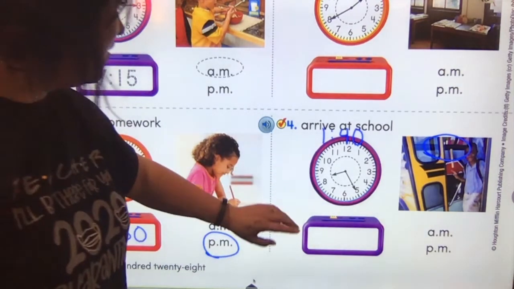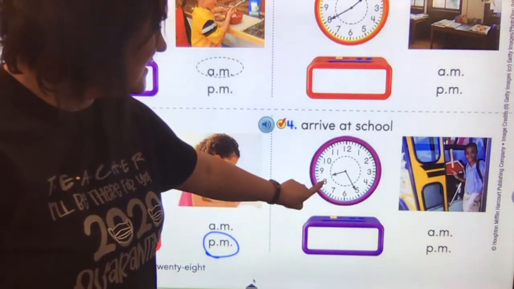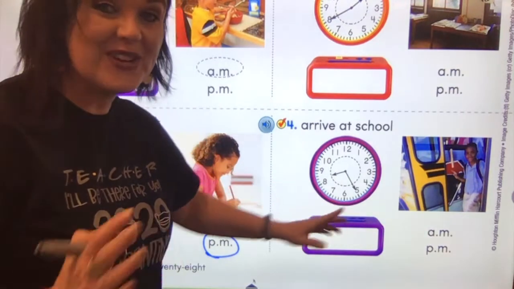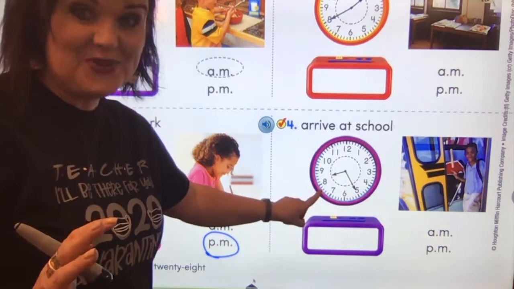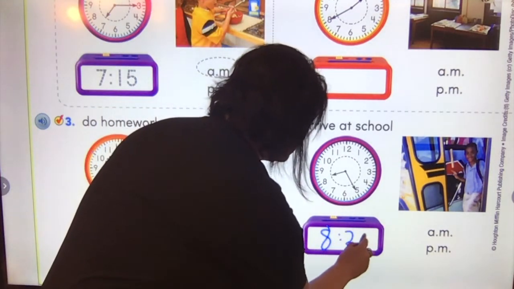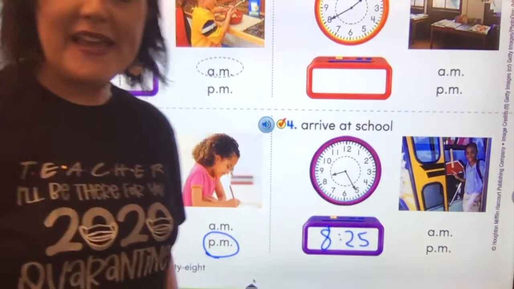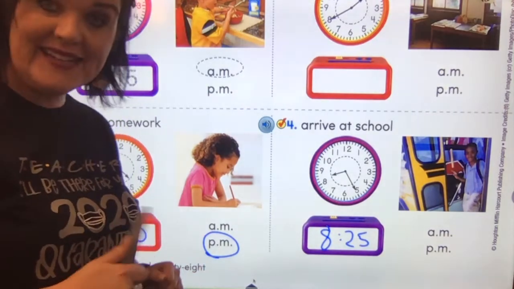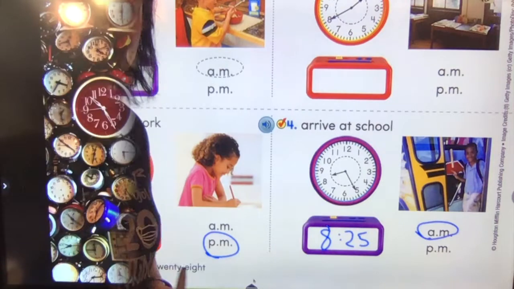Okay, and then over here on this one, it shows us that it's between the 8 and the 9, and it's on the 5, and you guys are getting so good at this. Let's just go ahead and say it. It is 8:25. Look at that. You guys are getting so good at this. 8:25. And would it be AM or PM? Is it before noon that you arrive at school? Yes, it is. So it has to be 8:25 a.m.